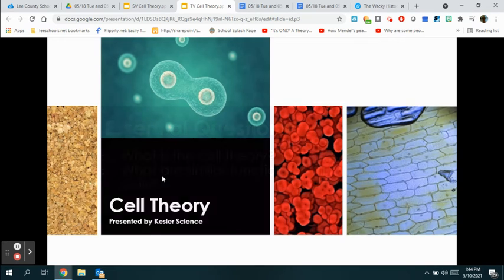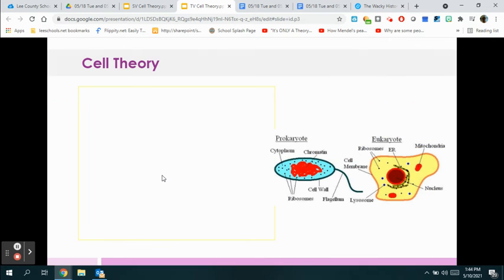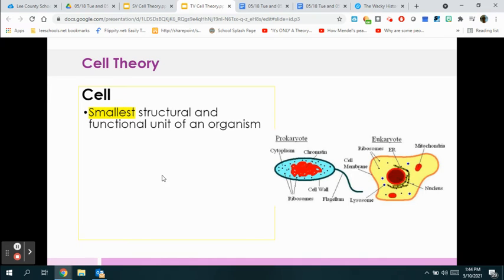The cell theory. Essential question: What is the cell theory and what are similar functions of all cells? Cell theory: A cell is the smallest structural and functional unit of an organism.